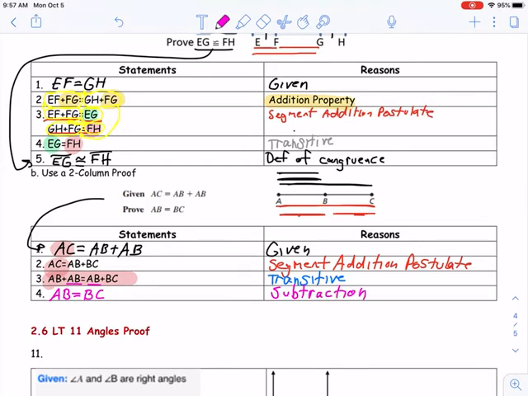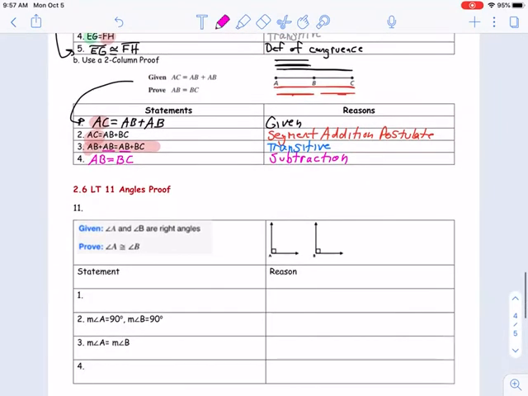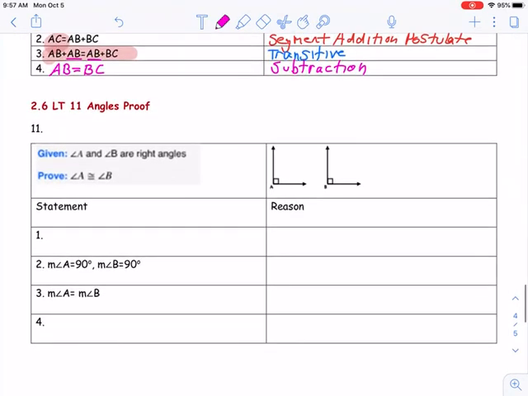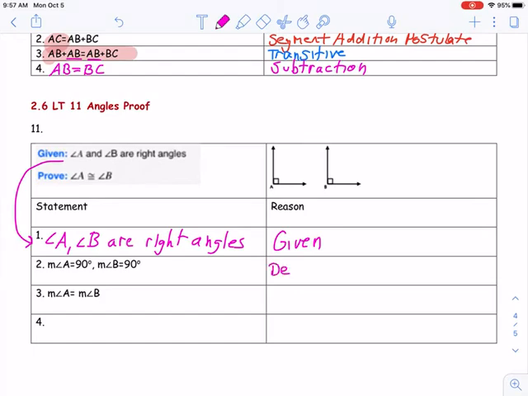Alright, let's keep cruising right along. We got 2 more proofs to do. So statement 1, given A and B are right angles. So angle A, angle B are right angles, and that's a given. Okay, now we can say the measure of angle A is 90 degrees and the measure of angle B is 90 degrees by definition of right angle.